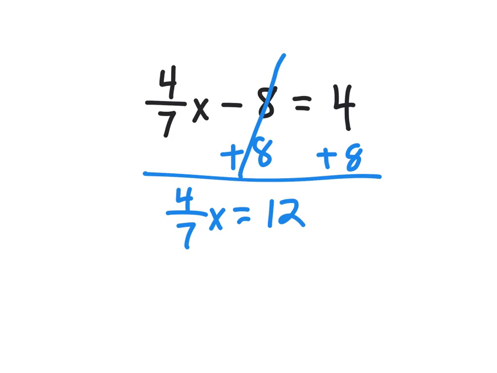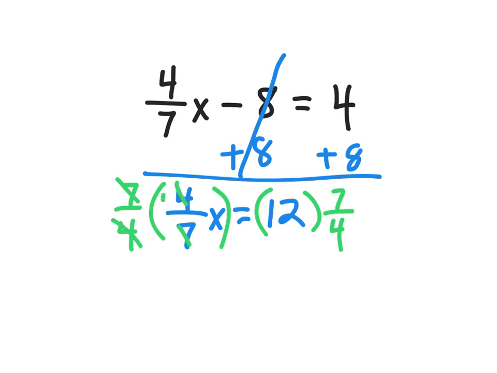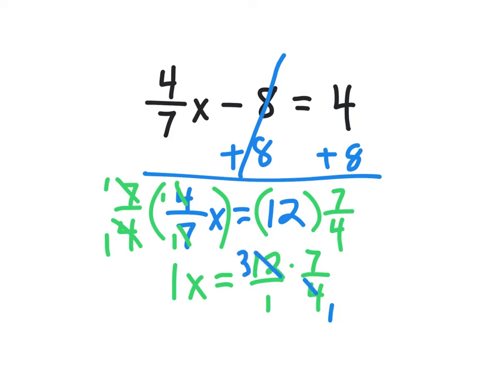Now our goal is to get to 1x, so I multiply by the reciprocal. Everything cross cancels and creates 1. So 1x is equal to 12 times 7/4. From here, we just do our kind of regular solving with fractions. I'm going to cross cancel. 4 goes into 12 3 times, and I end up with x equals 21. So my answer would be x is 21.